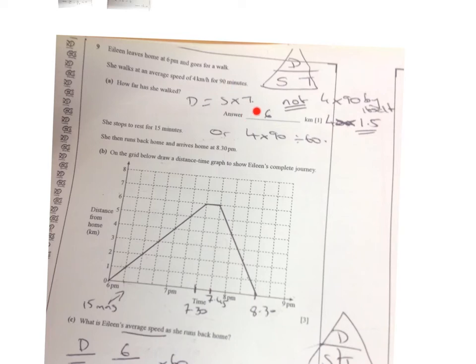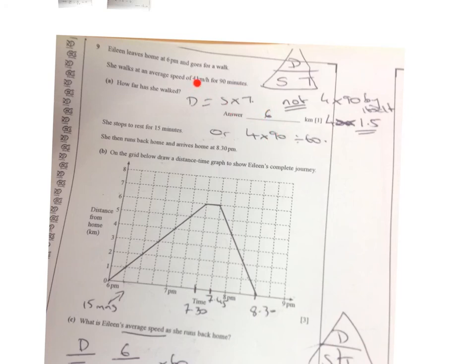Now watch this, folks. They want to trip you up. If you're doing 90 minutes, it's 4 times 90, but then you have to divide it by 60 because you're in minutes. Or else if you wanted to turn minutes into hours, it's 4 times 1.5. Okay, either way the answer gives you 6. But how to get 6? You either do 4 times 1.5, which is 1.5 hours, which gives you 6. Or if you want to keep it minutes, it's 4 times 90, but you must divide it by 60. It's not 4 times 90 by itself. 4 times 90 divided by 60, either way it gives you 6 kilometers.